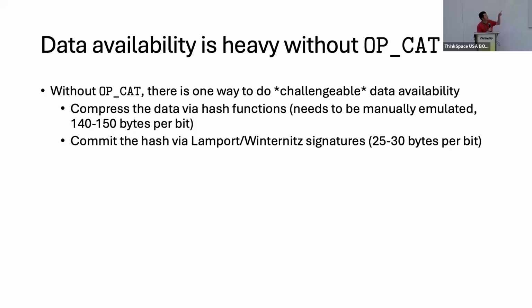That way is this: first of all, you need to commit the data, and the only way that we know how to do that at this moment is to use a Lamport signature or Winternitz signature. That has a cost. And also, you cannot commit too much data using that, because you will need to post that data elsewhere. So people usually also use a Merkle tree or something, or just use a hash function to compress the data.